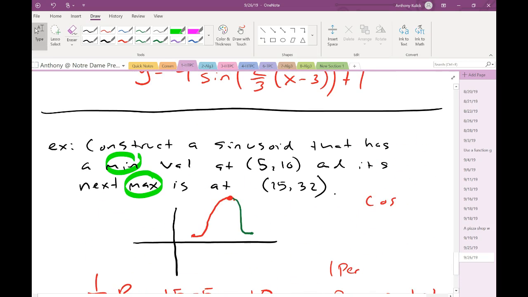So we use cosine. Cosine has a maximum at 0, 0. Should I map that maximum to the minimum or to the maximum? Doesn't really matter. If I map it to the maximum, what does that tell me? It tells me that A and C are positive. If I mapped it to the minimum, what is that going to tell me? A is negative. So it doesn't matter which one you choose, but you need to account for your choice with your value of A.